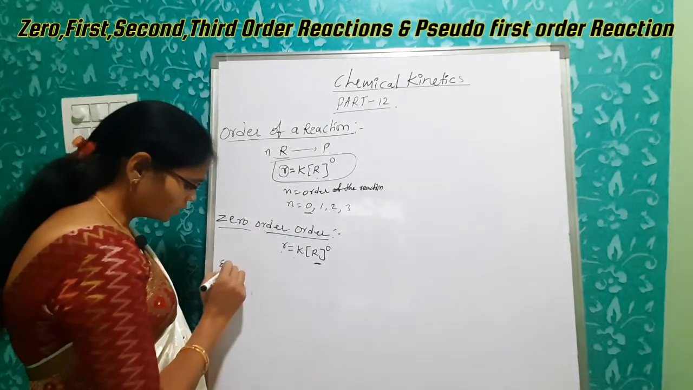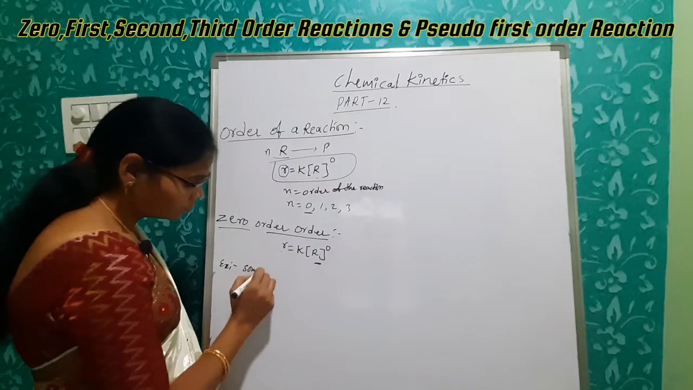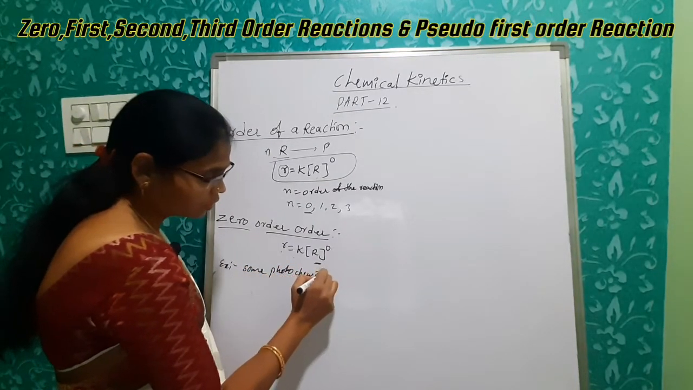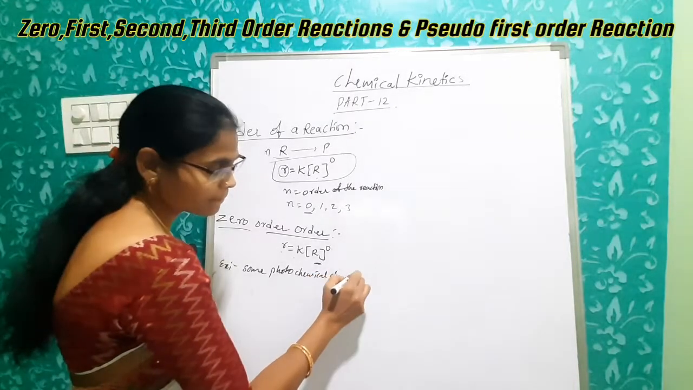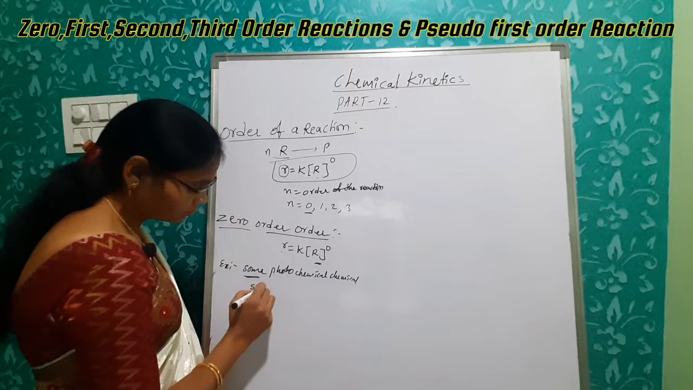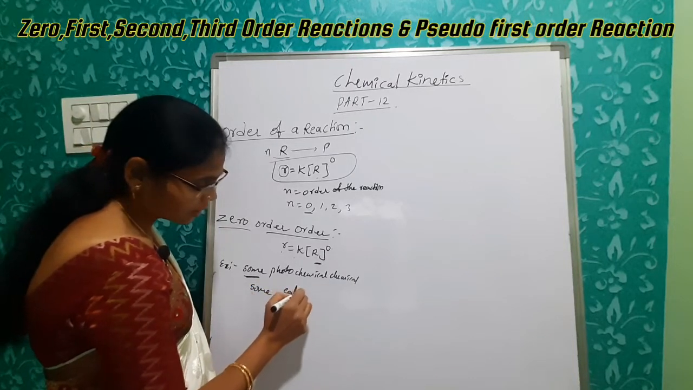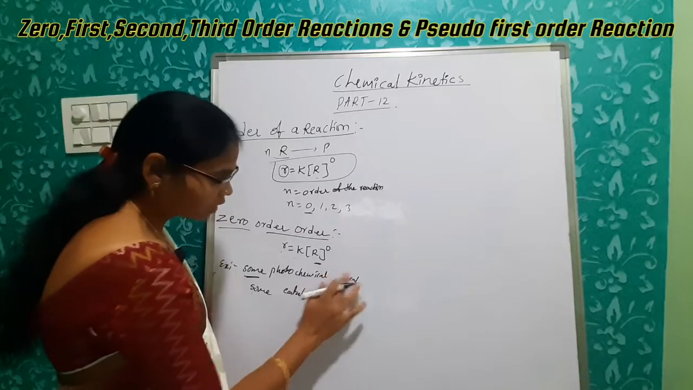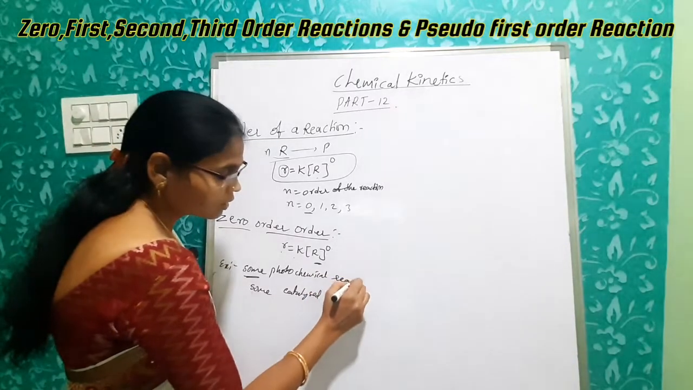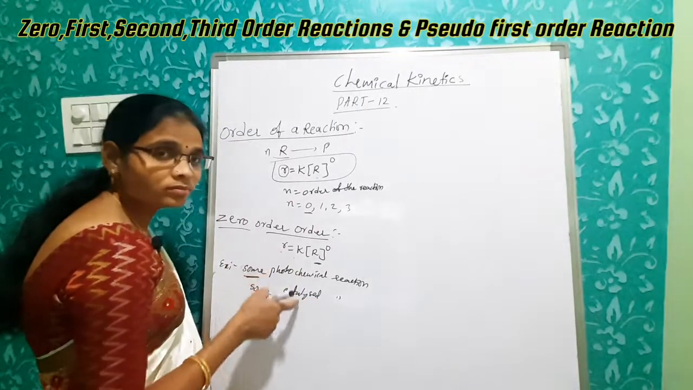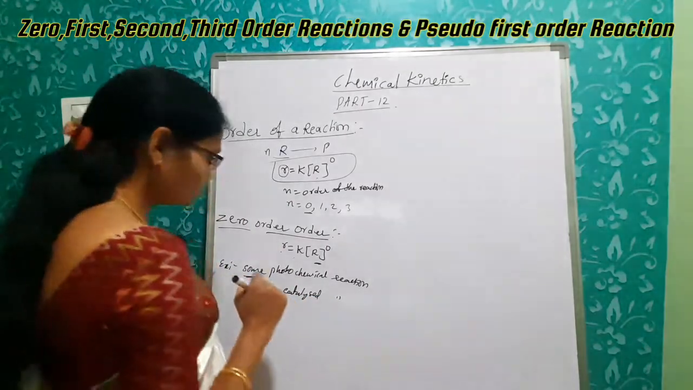So, examples: some photochemical reactions and some catalyzed reactions are 0 order reactions. I will show you with an example.